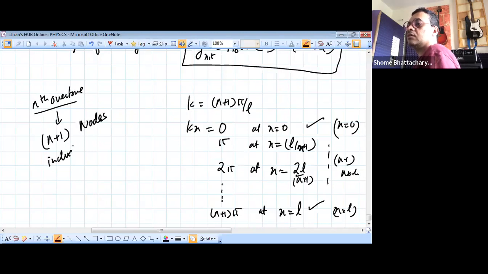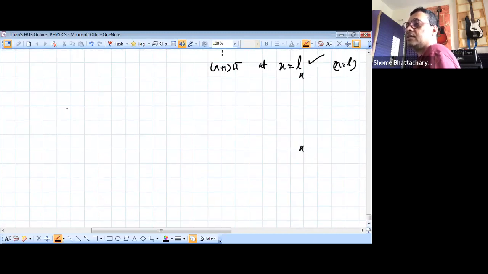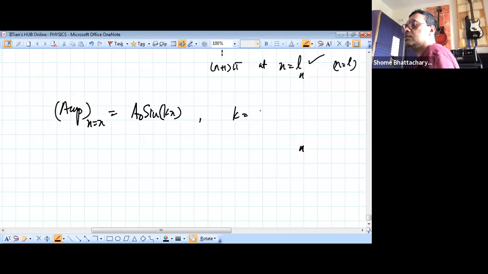including x equal to 0 and x equal to L, that is the end points. So in between the ends, there are these n minus 1 nodes. So anyway, now what is happening is that the amplitude at a position x will be E naught sine kx, where k is pi upon n plus 1 L. This is the value of k.